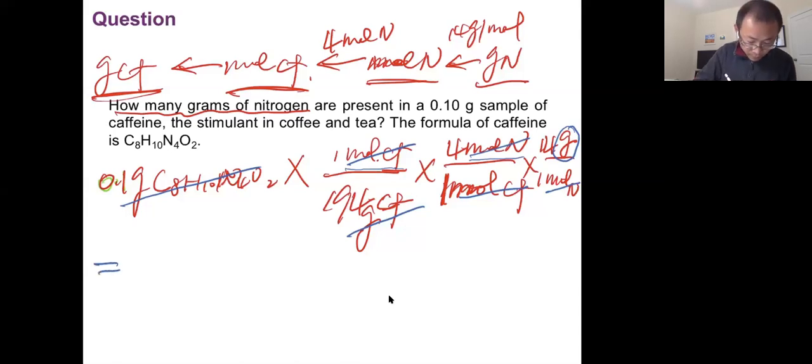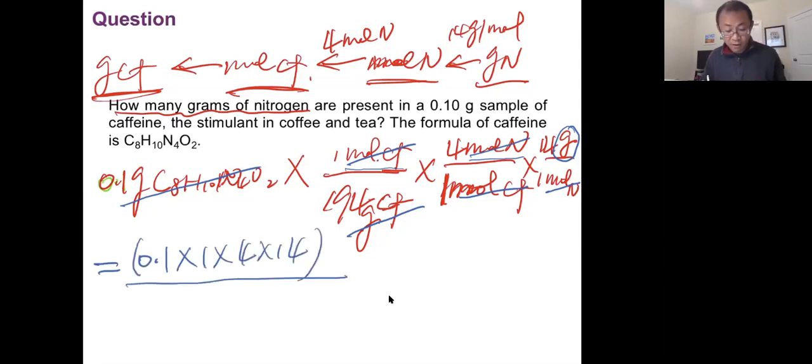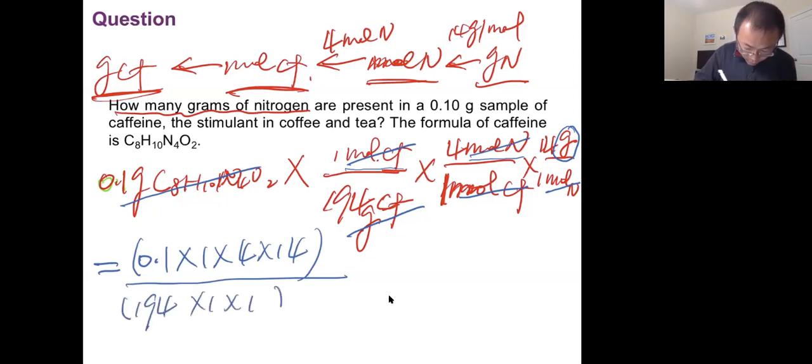So in your calculator, 0.1 times 1 times 4 times 14 divided by, again, parentheses, guys. In your calculator, please do not forget a parenthesis. The reason I said you may mess up the calculations is that you forget a parenthesis. Divided by 194 times 1 times 1. Again, parenthesis. Of course, for this bottom part, either parenthesis or not is fine. The final is the grams of nitrogen.